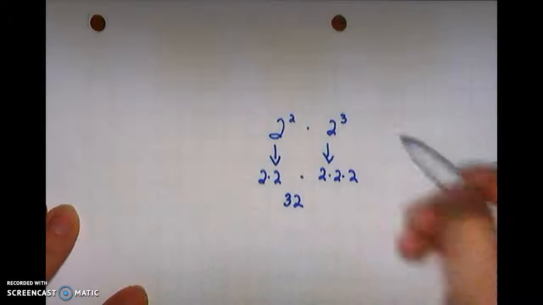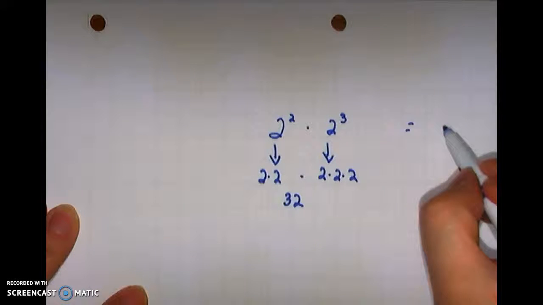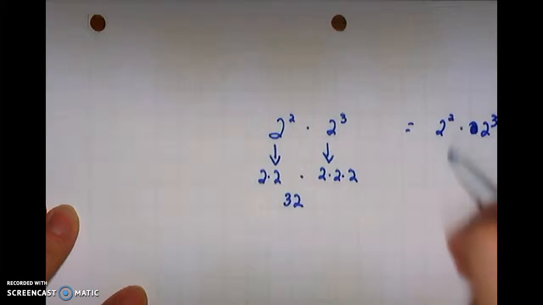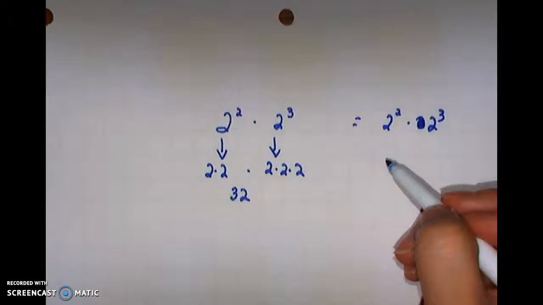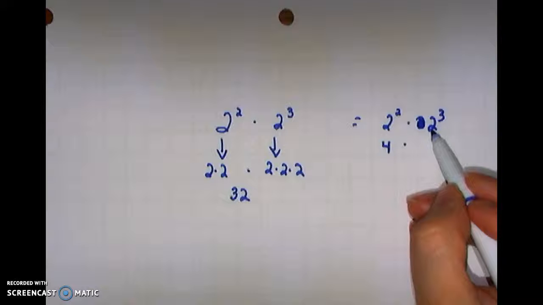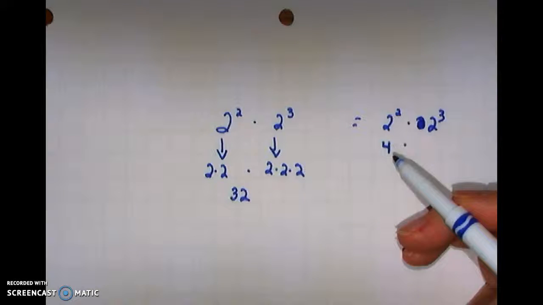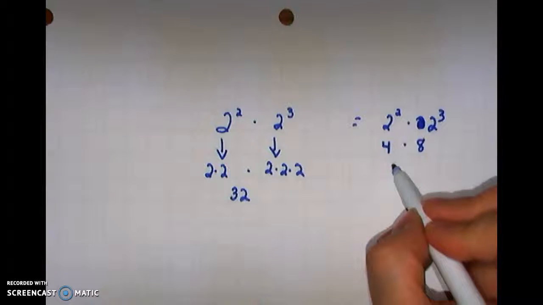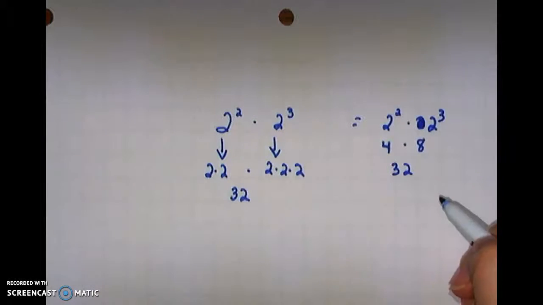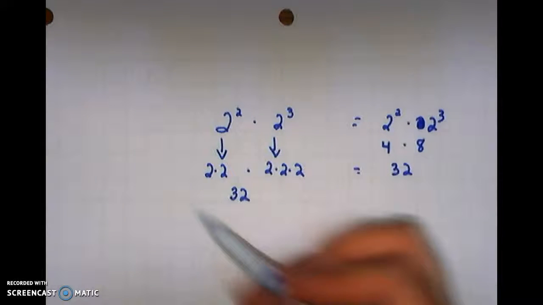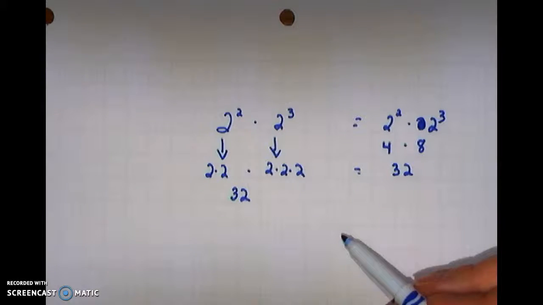But let's think about this in a different way. 2 squared times 2 to the 3rd. What is 2 squared? That is 2 times 2, which is 4. And 2 to the 3rd is 2 times 2 times 2, which is 8. 4 times 8, what is that? That is 32 as well. Okay, so everything still means the same thing. They're just a little bit different views.